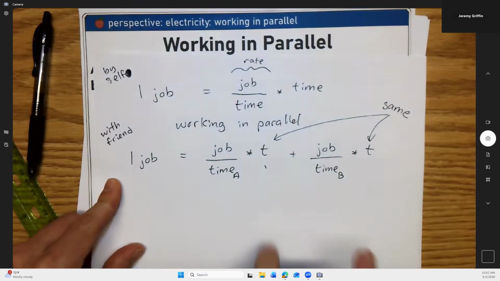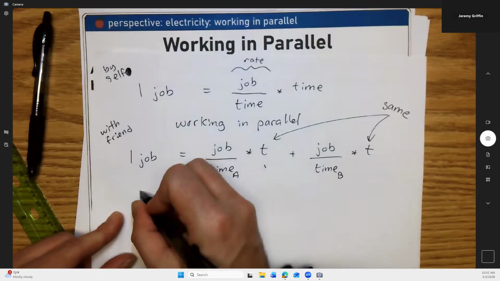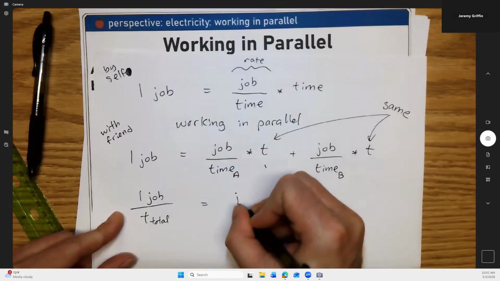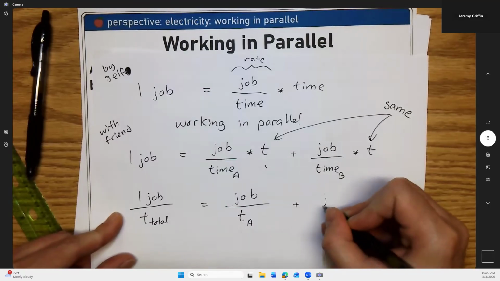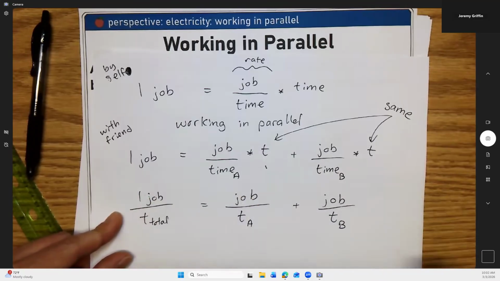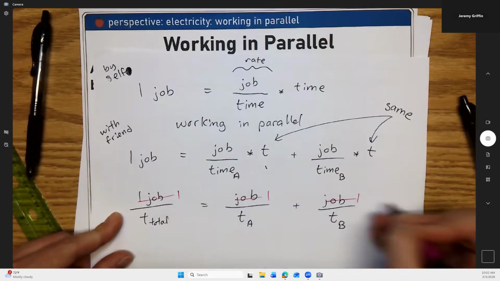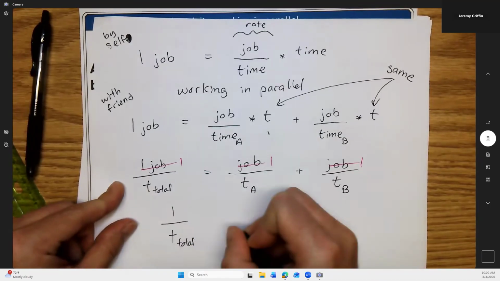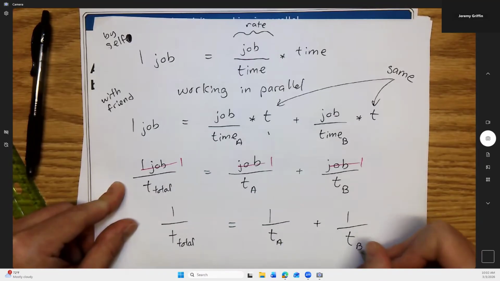Now, guys, if these are the same time, could you just factor out that time and then divide it over? So one job over t total equals the rate that you're doing the job, so the job over time for person A, plus the rate your friend's doing the job, job per time B. Now, guys, if all the numerators are the same, you just replace it with 1, 1, 1, like that. So 1 over time total equals 1 over time for person A plus 1 over time for person B.